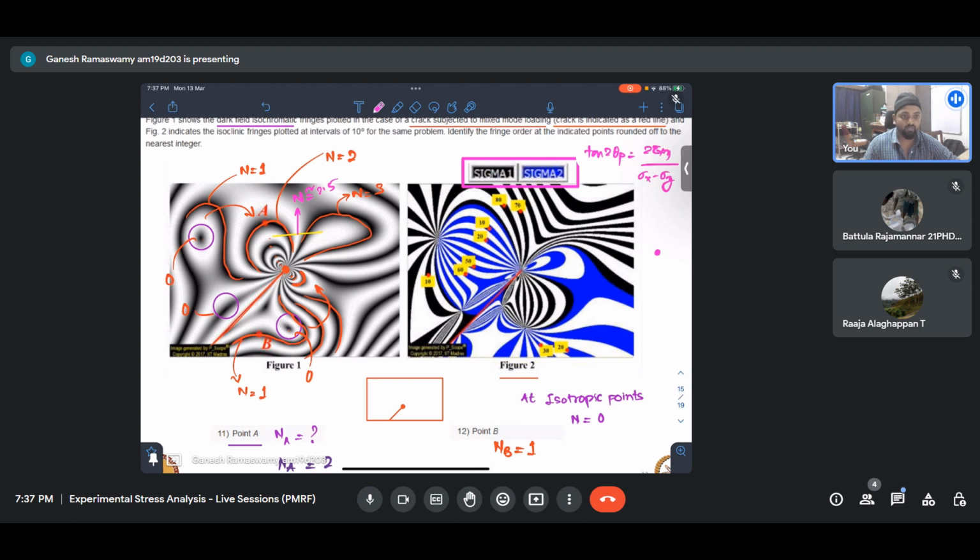So in order to remove all that, it has been mentioned that all the black fringes that you see, isoclinic fringes that you see, pertain to sigma 1 principal stress direction. And all the blue ones that you see pertain to sigma 2.